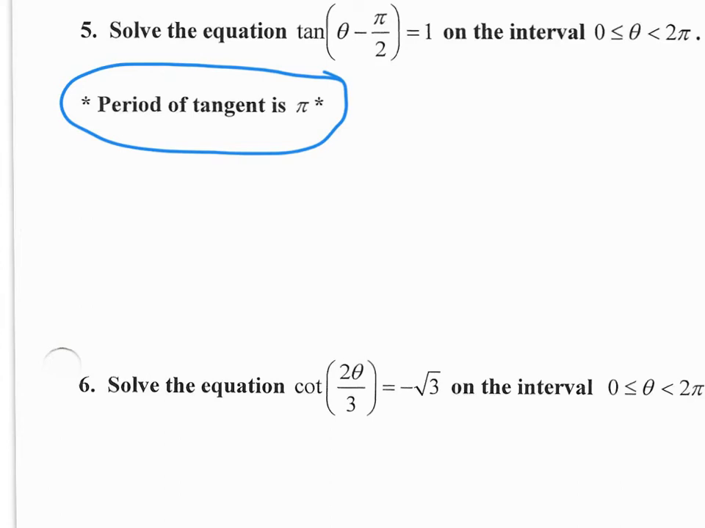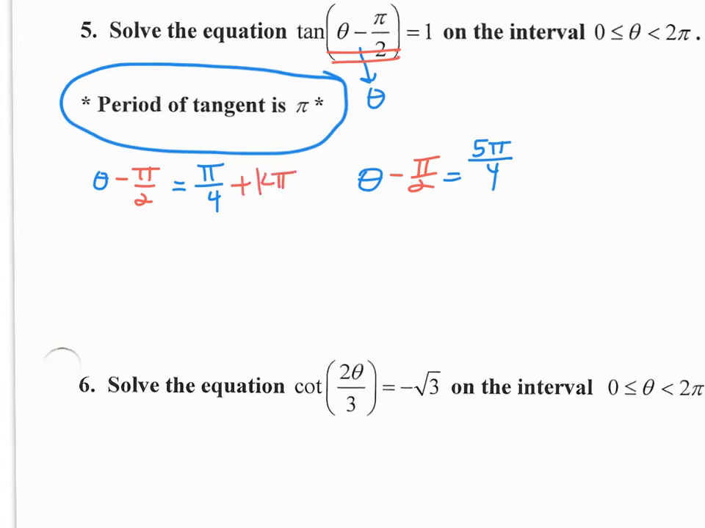Again, I'm going to act like this is just theta for now, and I want to find out when it's 1. So it will be 1 at pi over 4, because that's your 45, 45, 90. And it will also be 1 at 5 pi over 4. So it's a 45, 45, 90 in the third quadrant. Now, if it were just 1 theta, we'd be all set. We'd stop, no problem. But it's not just 1 theta. It's theta minus pi over 2. And now, since it's tangent, we add 1k pi, not 2k pi's.